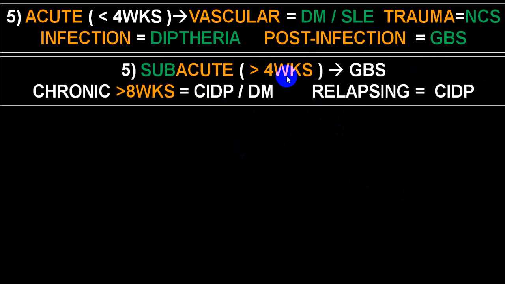In a subacute variety, which is more than 4 weeks, again GBS comes because some cases of GBS can present with a slow onset, and whenever it takes more than 8 weeks, we call it chronic, and in that comes chronic inflammatory demyelinating polyneuropathy, and even diabetes can present as chronic. And there is one variety which can be relapsing, where the person improves in between and again gets an episode of involvement, we call CIDP, that is chronic inflammatory demyelinating polyneuropathy.